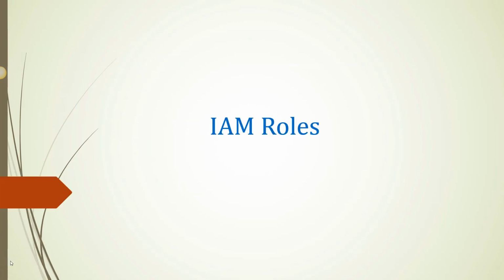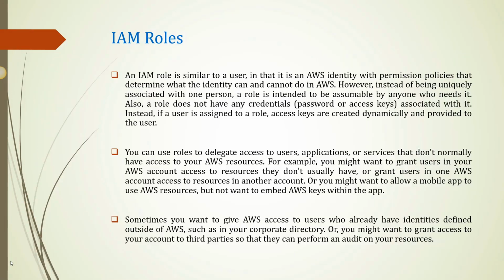Now let's talk about IAM roles. An IAM role is similar to a user in that it is an AWS identity with permission policies that determine what the identity can and cannot do in AWS. However, instead of being uniquely associated with one person, a role is intended to be assumable by anyone who needs it. Also, a role does not have any credential like password or access keys associated with it. Instead, if a user is assigned to a role, access keys are created dynamically and provided to the user.